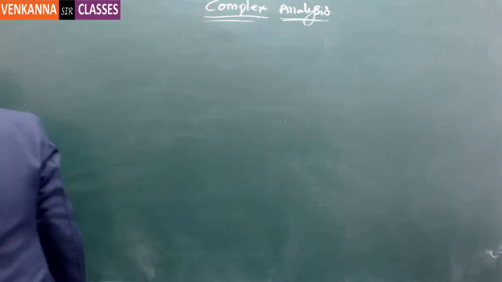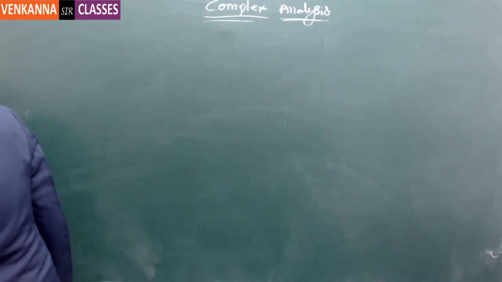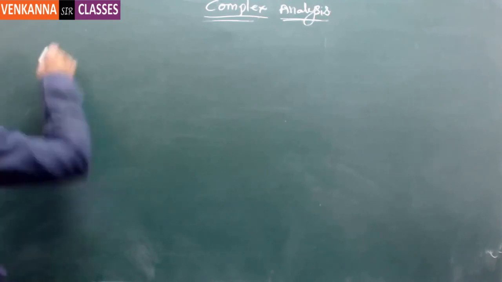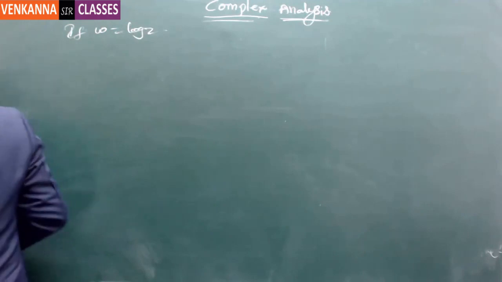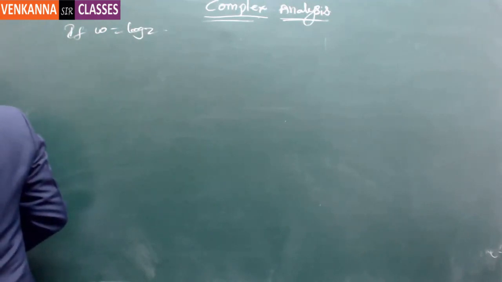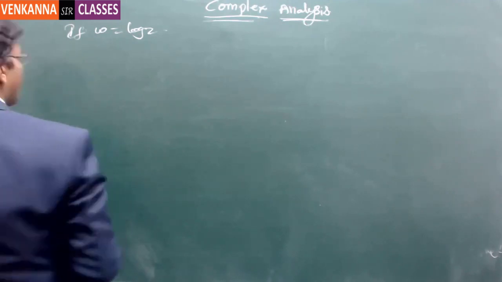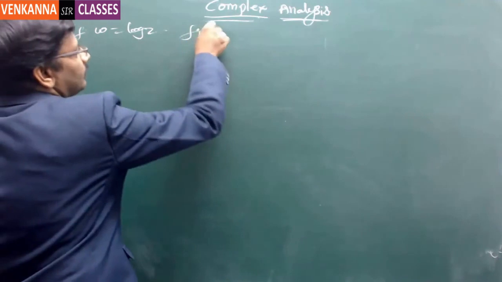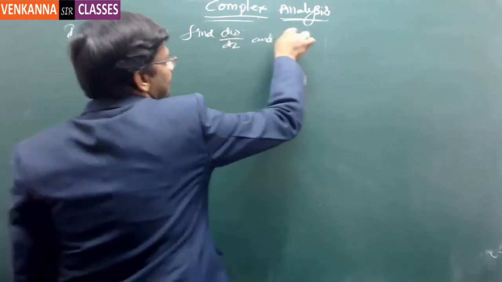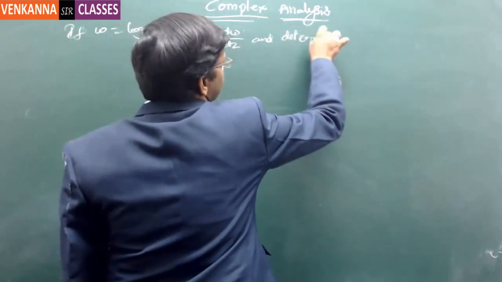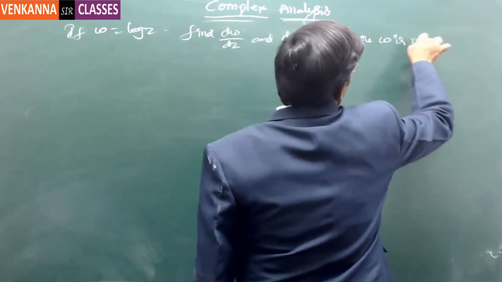If w is equal to log z, find dw by dz and determine where w is not analytic.